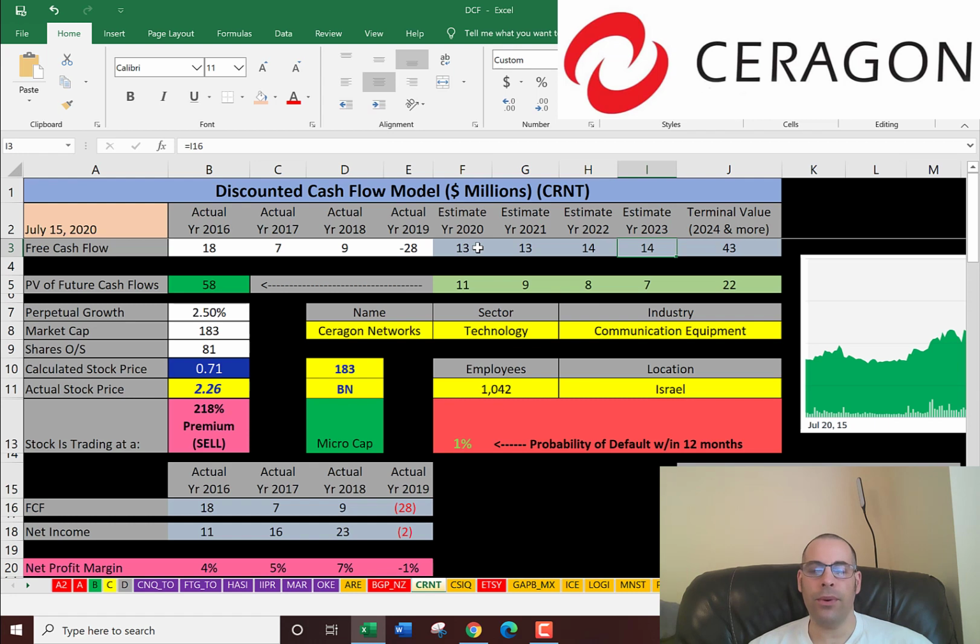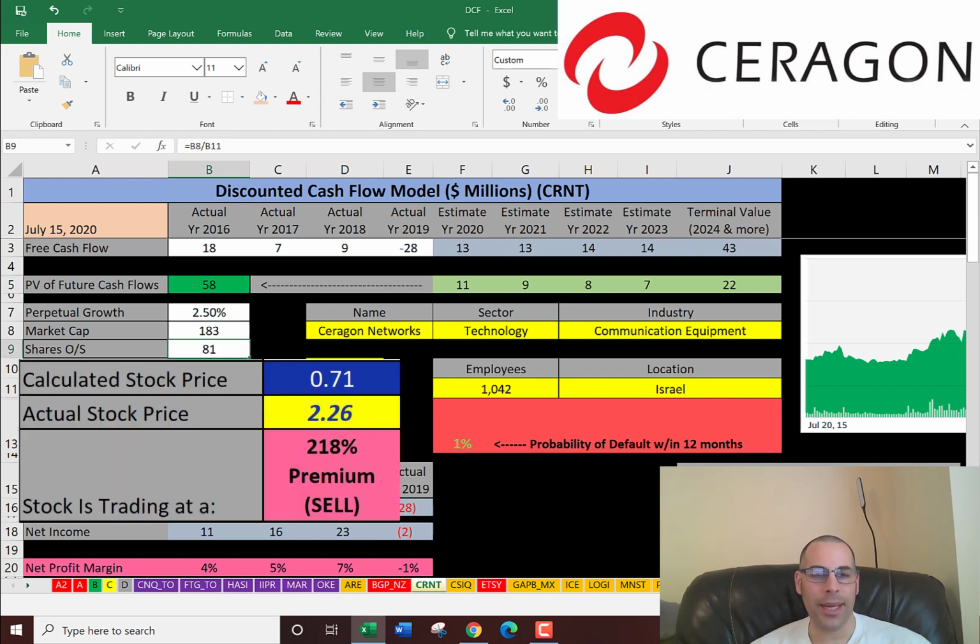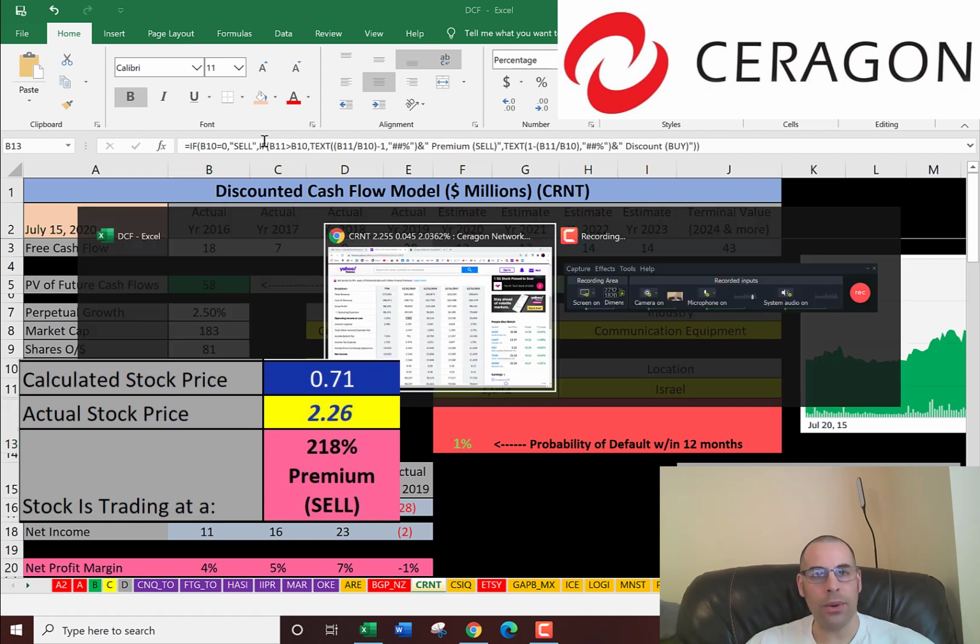We estimated 4 years of future free cash flows. We also did a terminal value, which is all years past year 4. And we figured out these estimations based off of the prior financial information. We discounted those numbers back to today using the weighted average cost of capital. And we come up with a value for the company of $58 million. We divide that by 81 million shares, and we get a calculated stock price of 71 cents. So they're trading at $2.26. They're trading at a 218% premium. So it's a sell according to the model.